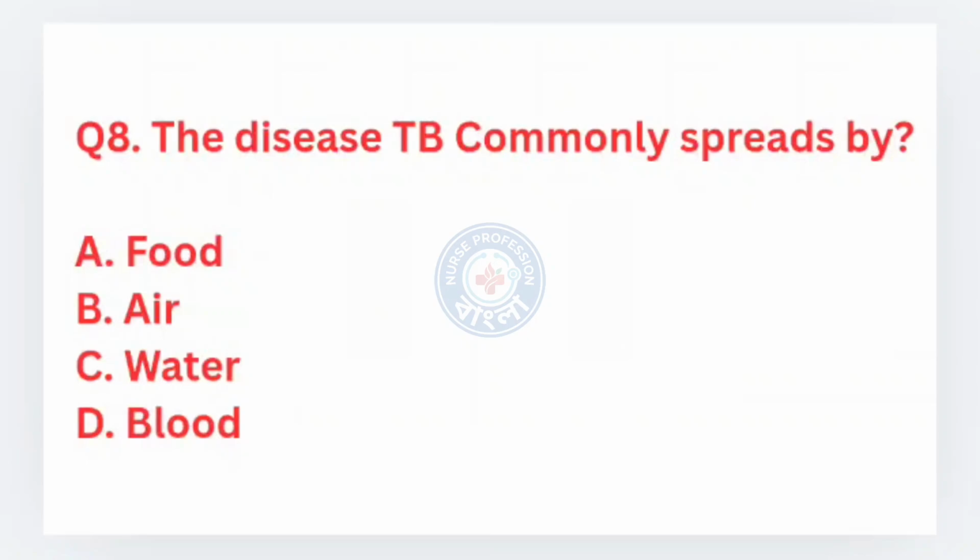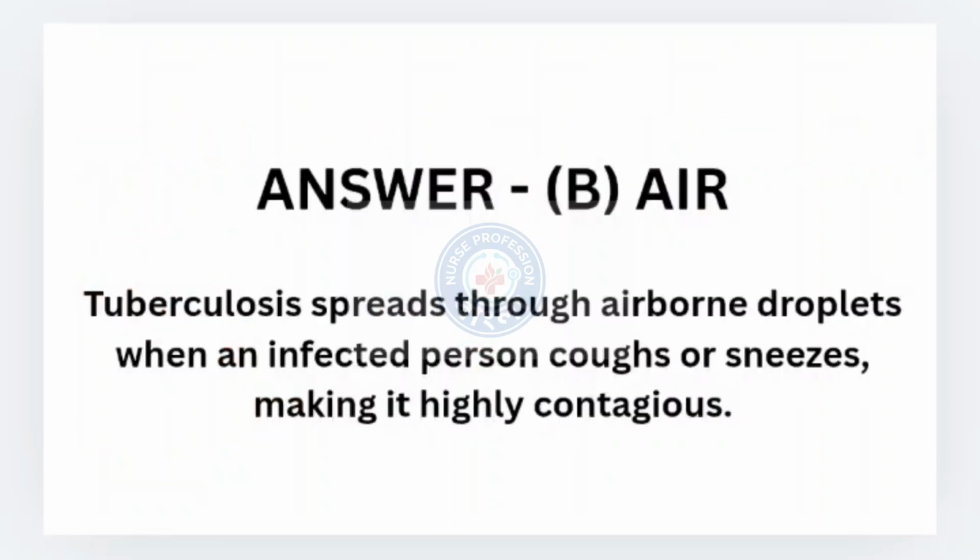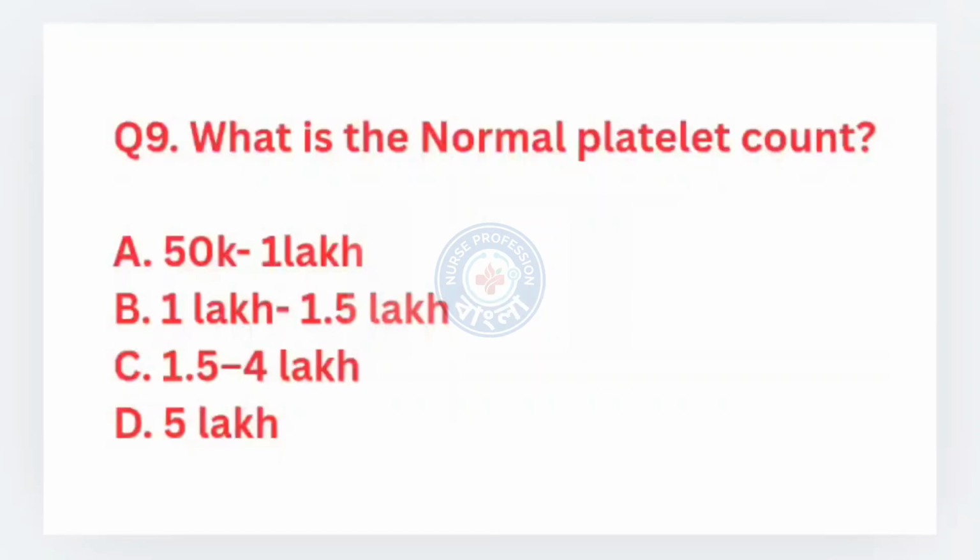8. The disease TB is commonly spread by food, air, water, blood. Answer, air. Tuberculosis spreads through airborne droplets when an infected person coughs or sneezes, making it highly contagious.